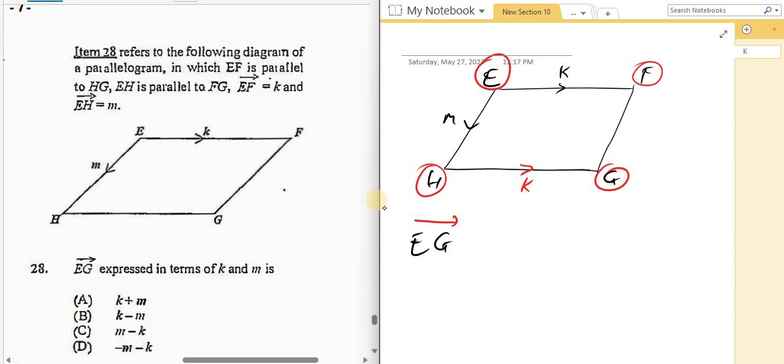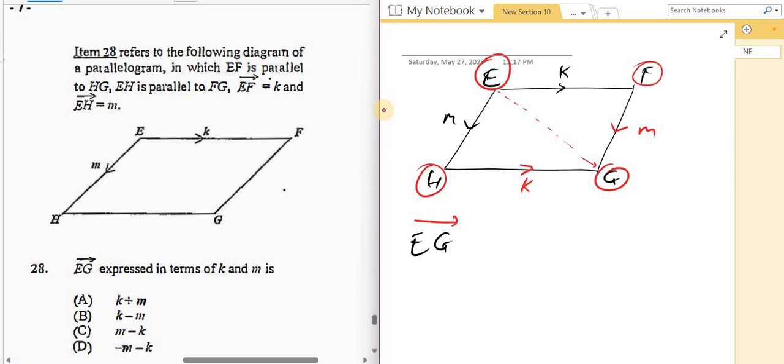Alright, so if we want to go from E to G, we can go from what? By the way, let me ask you guys, what's F to G? M as well, yeah, M. How do we know that? Because the opposite side, EH, is parallel to FG. So there is also M, heading in the same direction, so they're the same vector. If they're heading in the opposite direction and parallel, one will be the negative of the other.